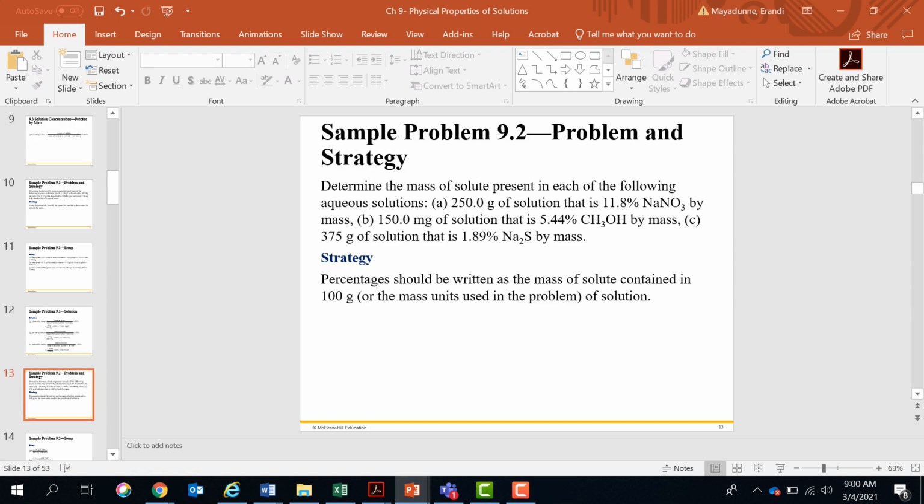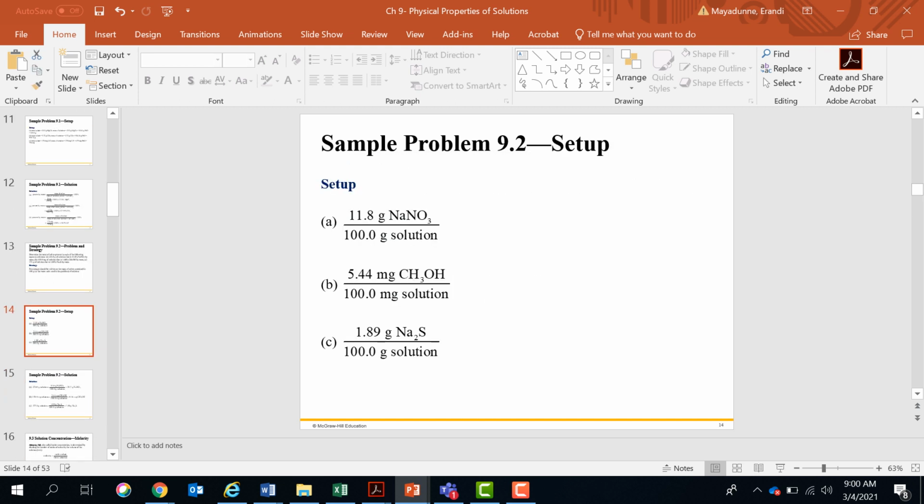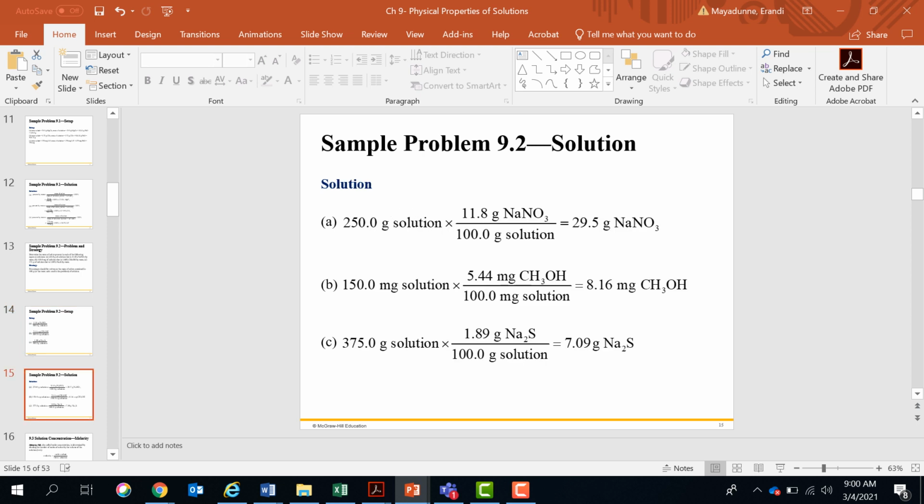So again, I'm showing here the detailed calculation. This is how you do the calculation, the same way we did before. So this is the solution, and then you get the answer. What is the mass of the sodium nitrate in the solution? So they did it a little bit differently from how I did.